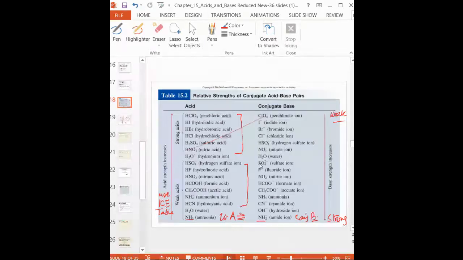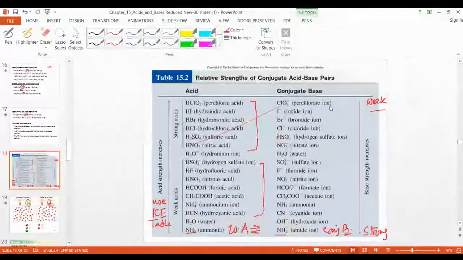I explained this slide. Did you understand or not? We stopped at strong conjugate base. Now in this slide, it is very clearly written: strong acid on the top and weak acid on the bottom. When you write down the reaction, for strong acid, the conjugate base is always weak.